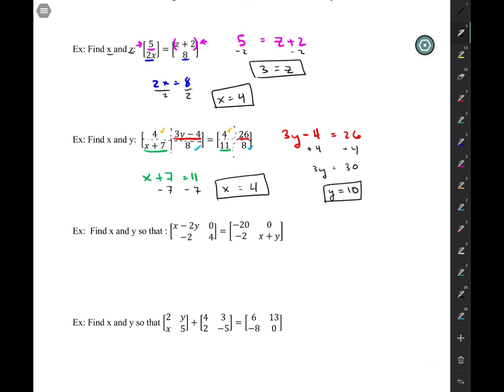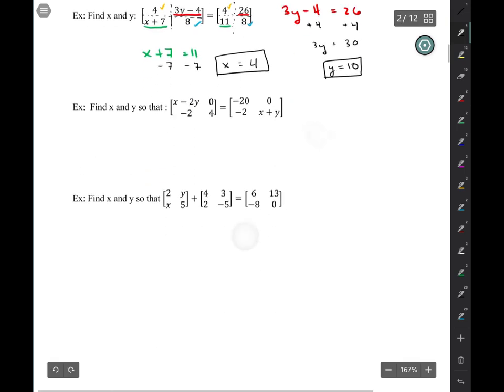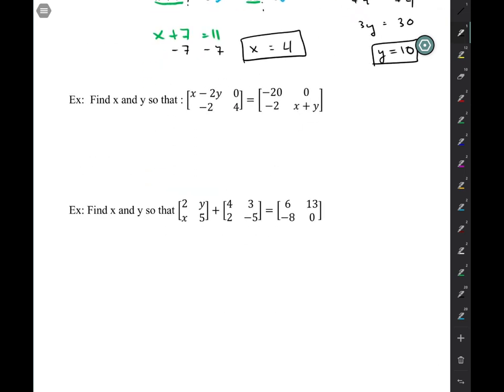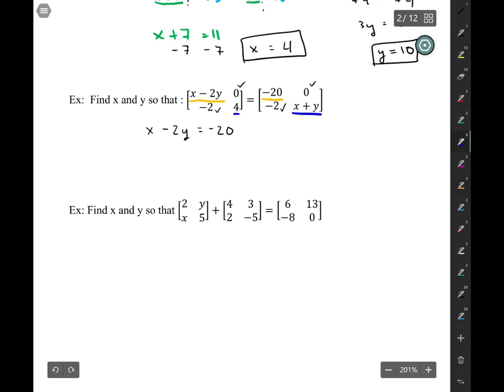Okay, 2 more examples, a little more challenging, but I'm confident you can all do it. Now, though, we're going to utilize some other skills. So x minus 2y and negative 20. That is going to be one equation that we're going to have to set up. Okay, it's a good idea to check the other cells that are already numbers, make sure they're equal as well. Negative 2 and negative 2. And what do we got here? We have 4 and x plus y.